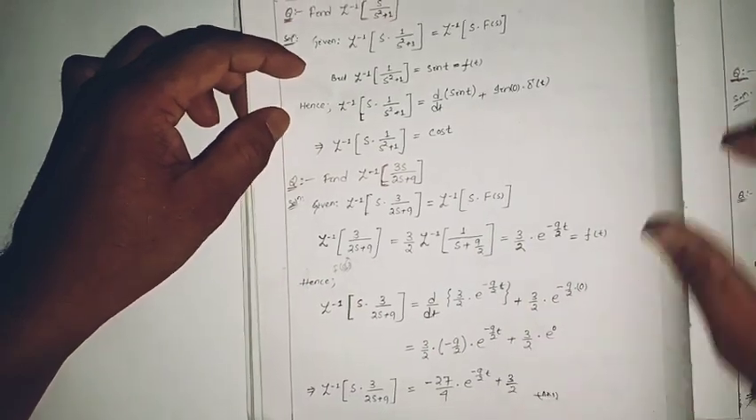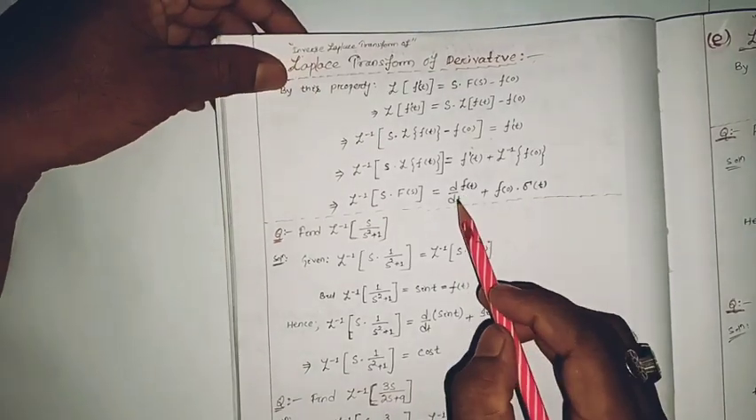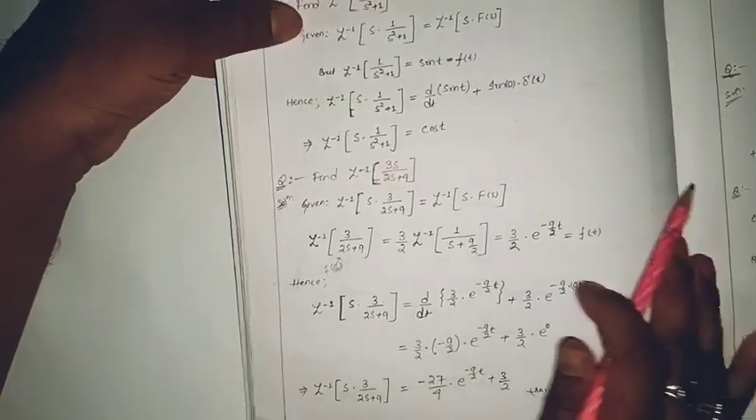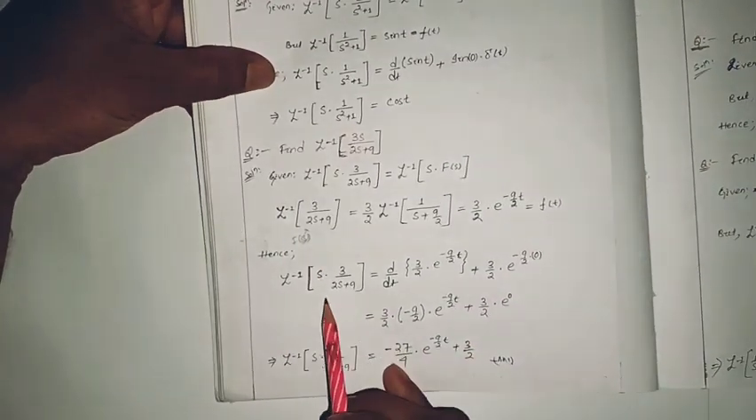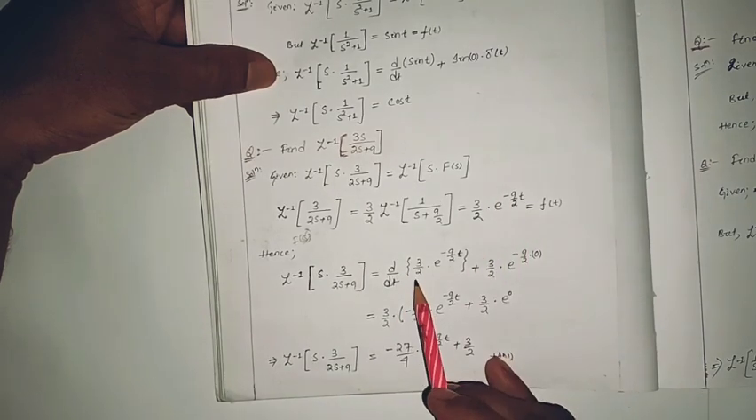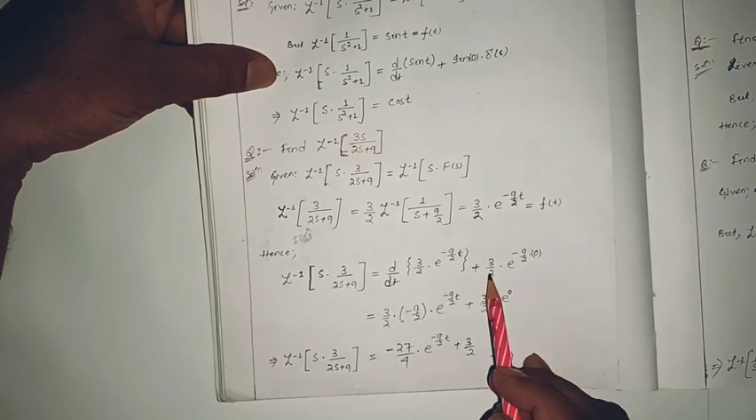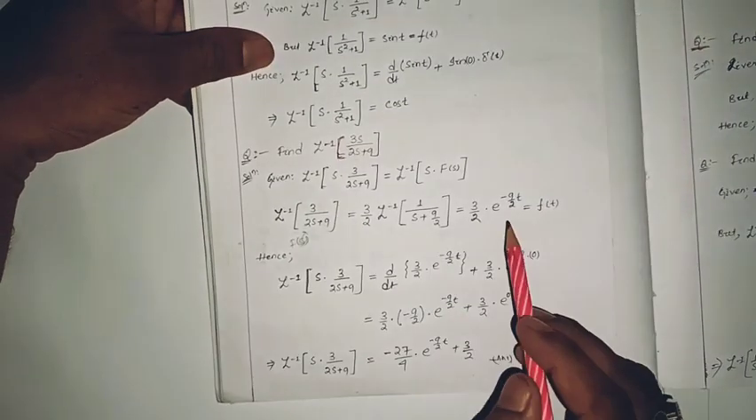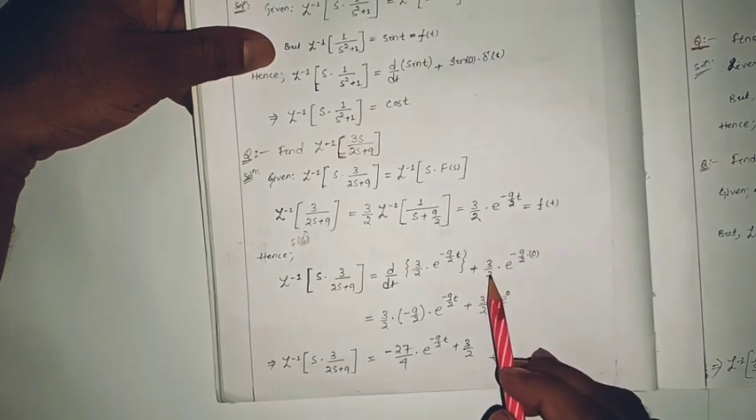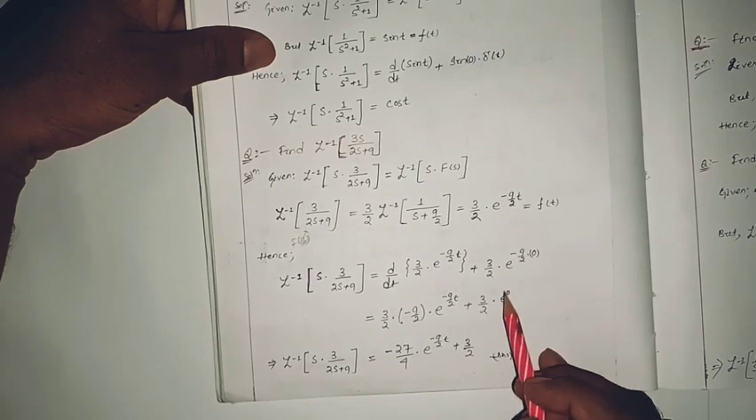But according to this property, the Laplace transform of the derivative, the answer will be d by dt of f of t plus f of 0 into delta t. Now, the inverse Laplace transform of this one will be equal to d by dt of f of t, 3 by 2 into e to the minus 9 by 2 into t, plus 3 by 2 into f of 0. F of 0 means wherever there is t we have to put 0. If I put 0 here, then 3 by 2 into e to the minus 9 by 2 into 0. So obviously e to the 0 will come up and e to the 0 will be 1.